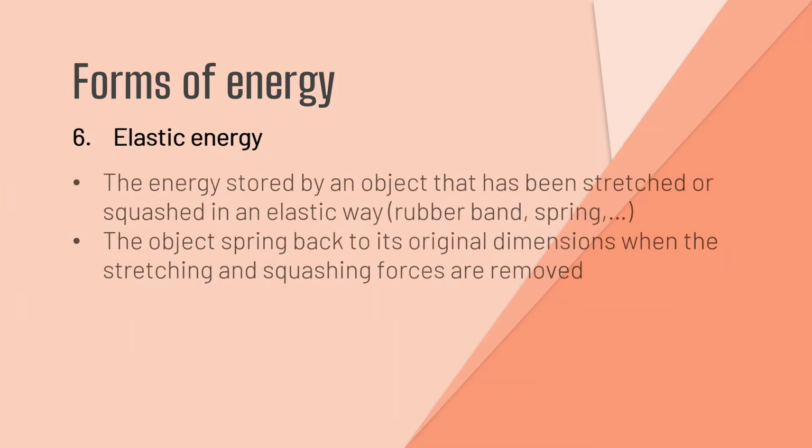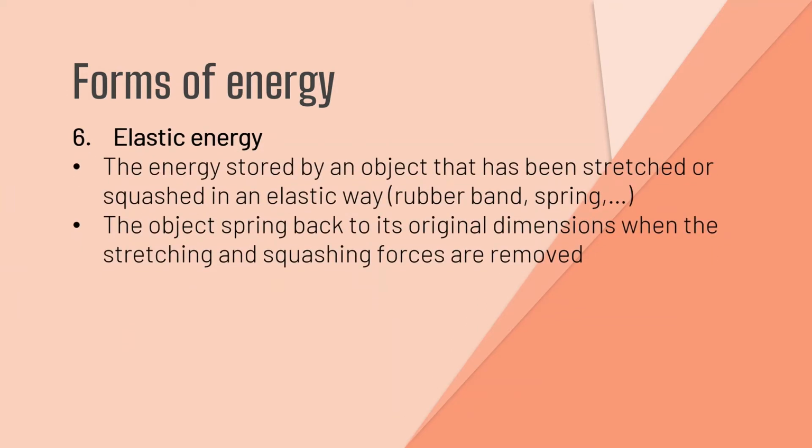Elastic energy. The energy is stored by an object that has been stretched or squashed in an elastic way, for instance, a rubber band or a spring. An object will spring back to its original dimension after the force has been removed.